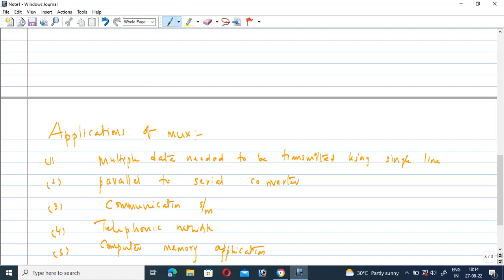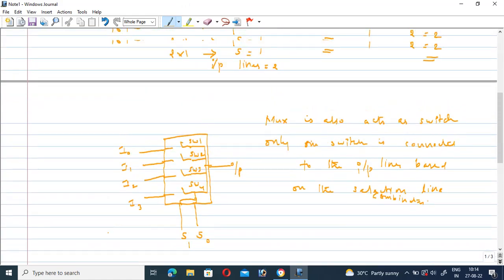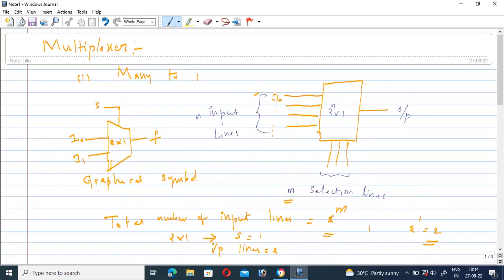Okay, we use the multiplexer in digital electronics. A multiplexer is nothing but many to one. It selects only one of the input lines. So I will tell it in the mother language.